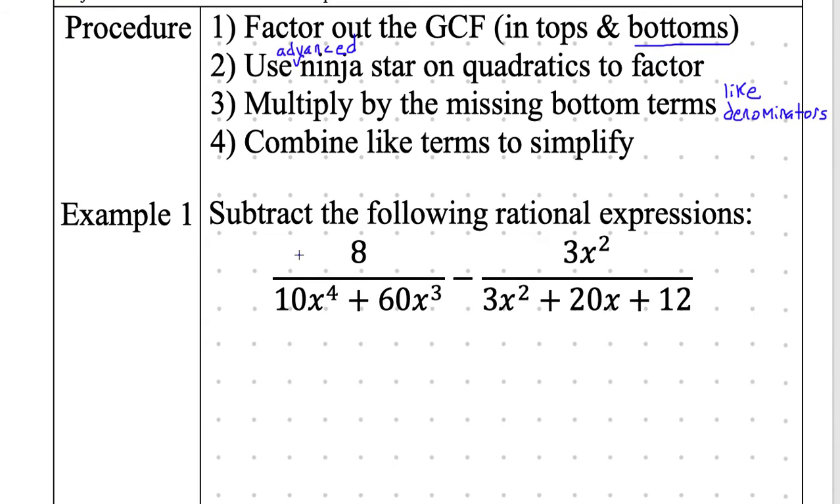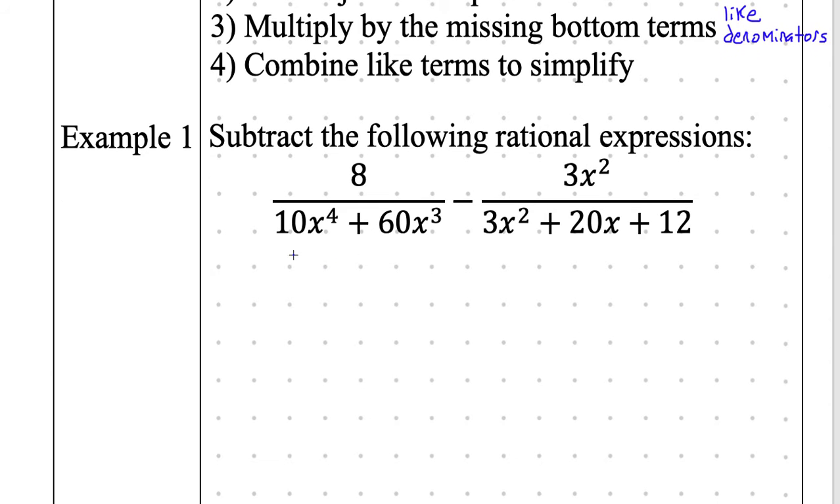So step number 1, factor out the greatest common factor. I'm going to rewrite this fraction. On the bottom, the greatest common factor of 10 and 60 looks to be 10. And in terms of the variable, x to the power of 4 and x to the power of 3, you always just choose the smallest one. So it's going to be x to the power of 3 in this case. X to the power of 3 is factored out.